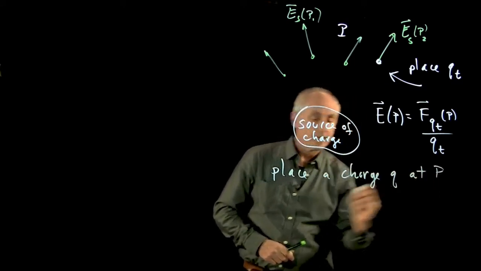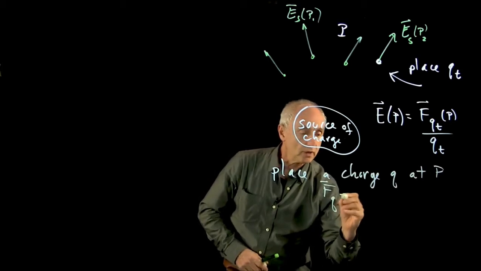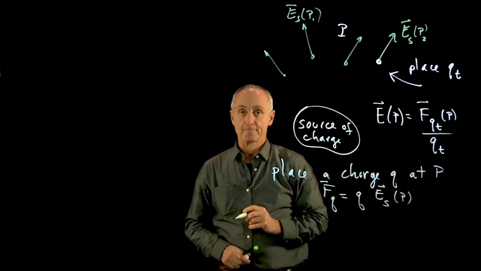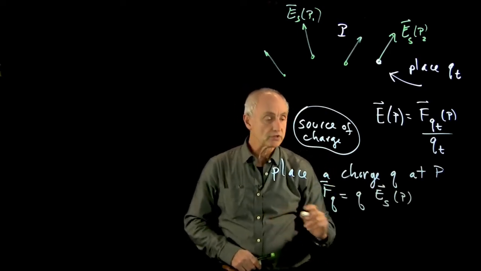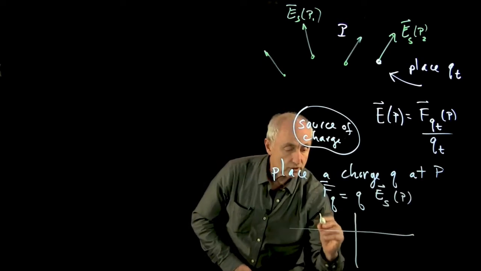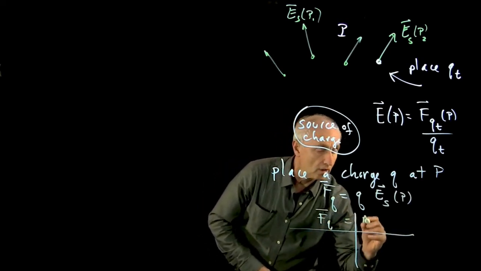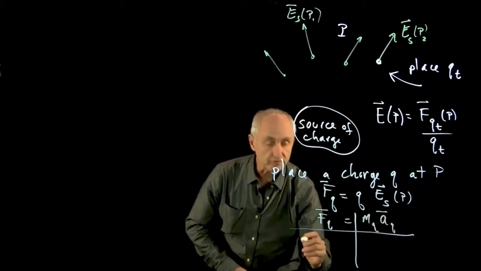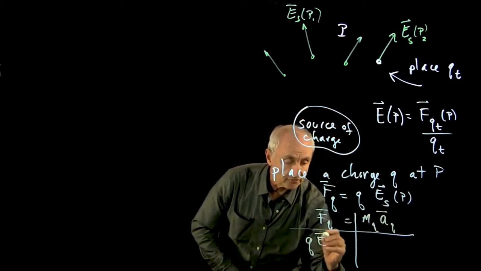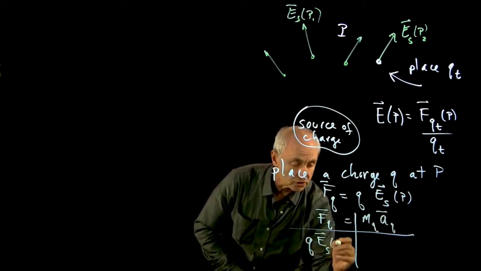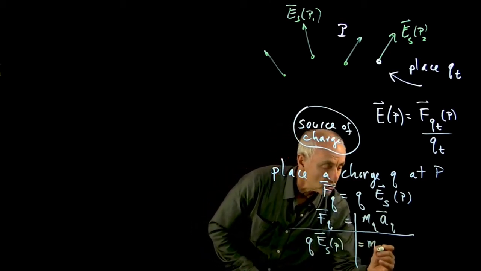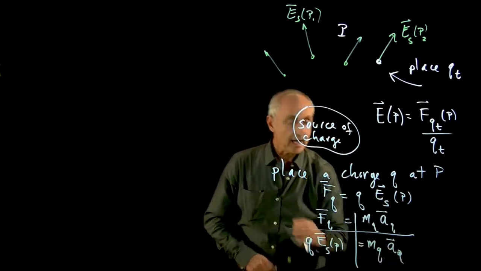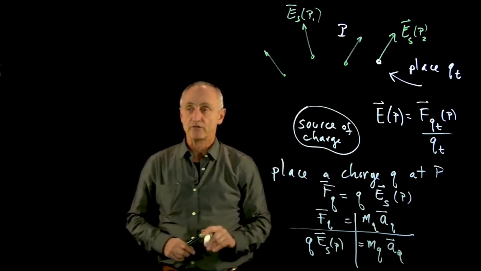at P, then we know that the force on Q is just Q times the electric field of the source at that point. And that was useful for us because now we could write down Newton's second law to get an expression for the equation of motion of this object. On this side, the force is just the charge Q times the electric field of the source at P, which equals the mass of the charge times the acceleration of that charge. And that was the reason we chose the electric field.